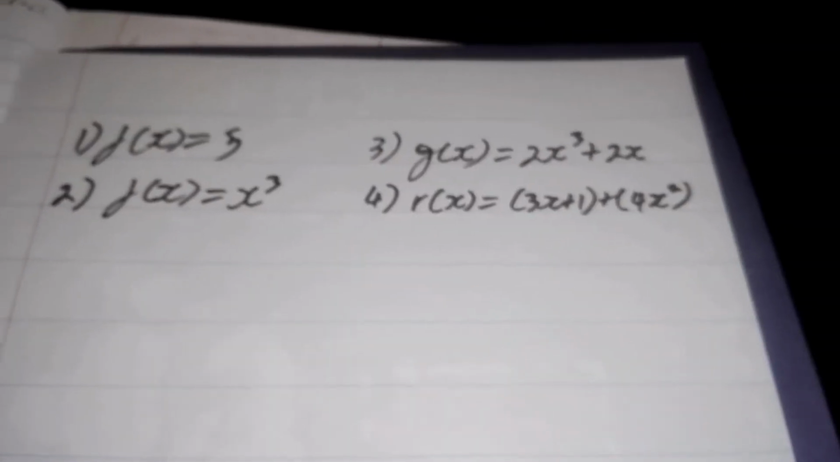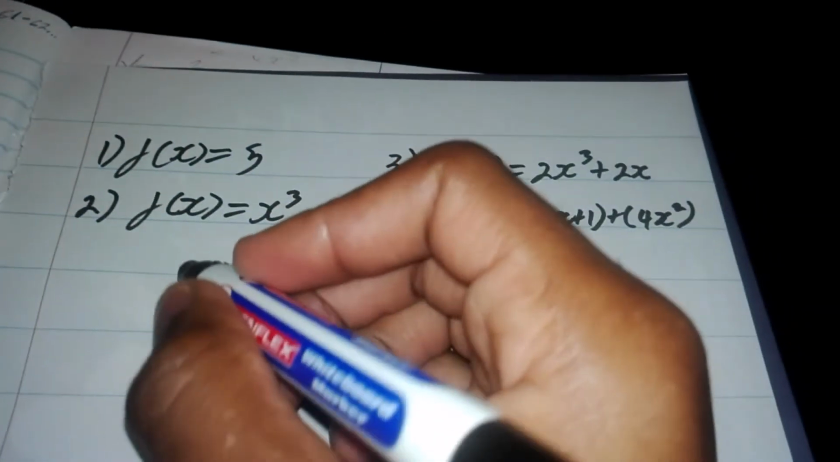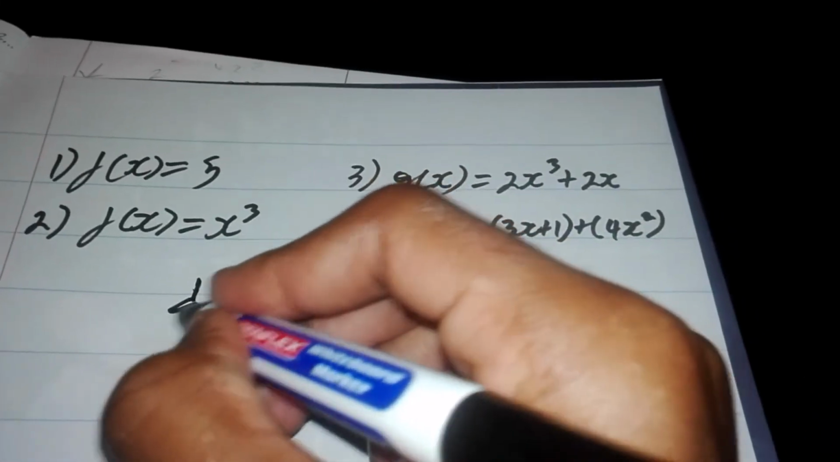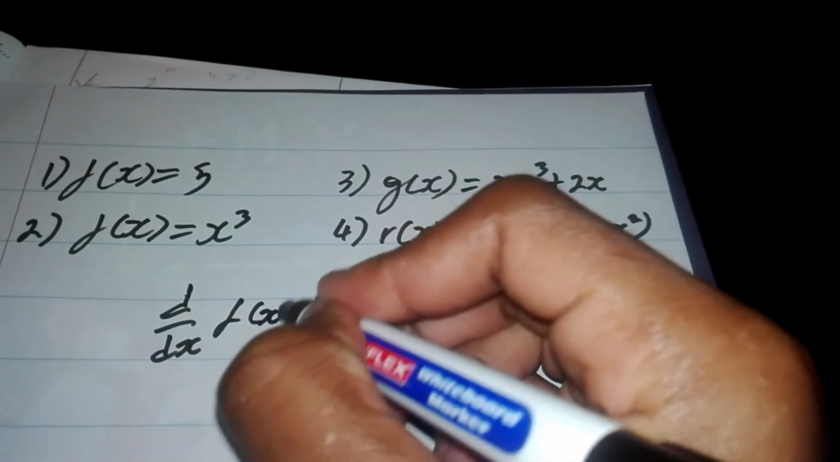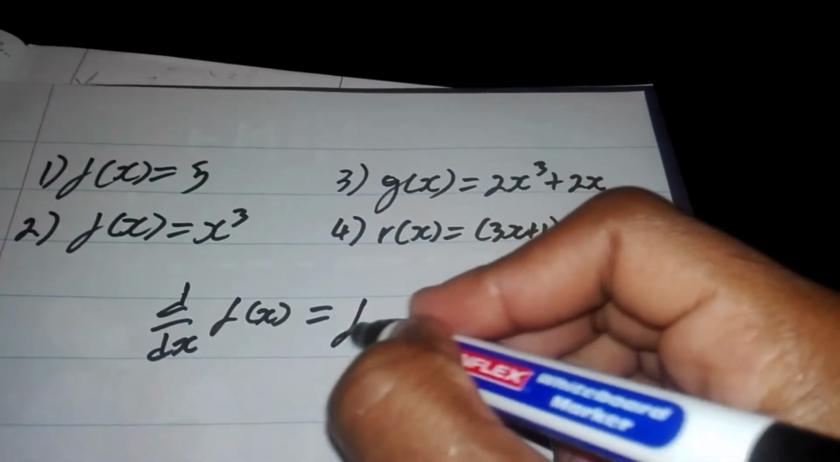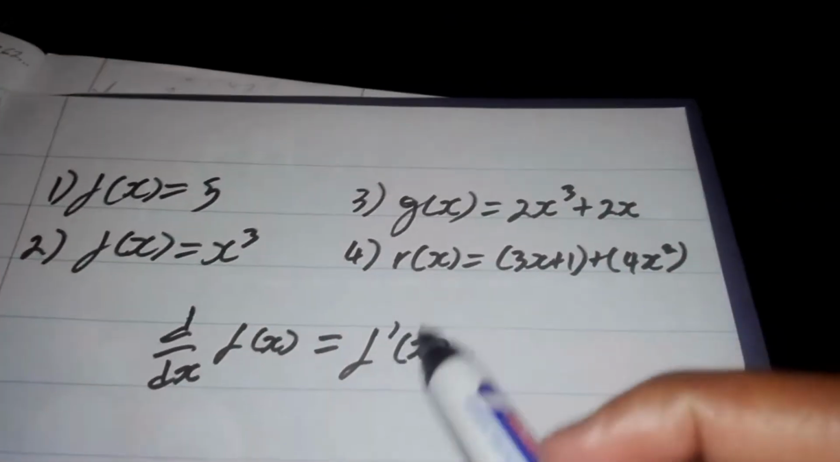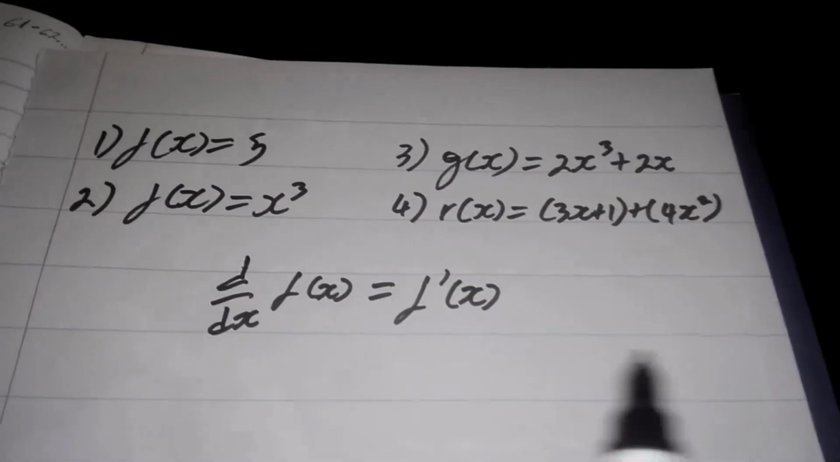So here we have problems, 4 of them. I'll be using this d over dx of function, and this is the same as f prime. Yes, you can write this or this. Now I'll be using this.